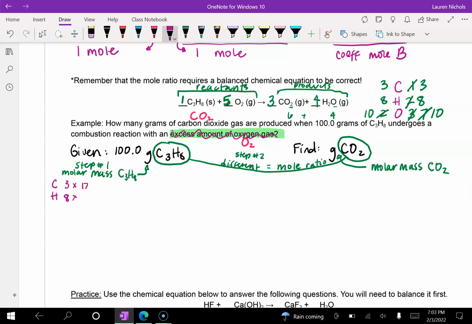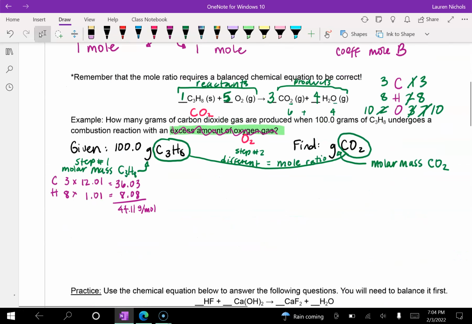So carbon is 12.01 and hydrogen is 1.01. So 3 times 12.01 is going to give us 36.03, and 8 times 1.01 is 8.08. And then our last step is to add them together. And that gives us 44.11 grams per mole.